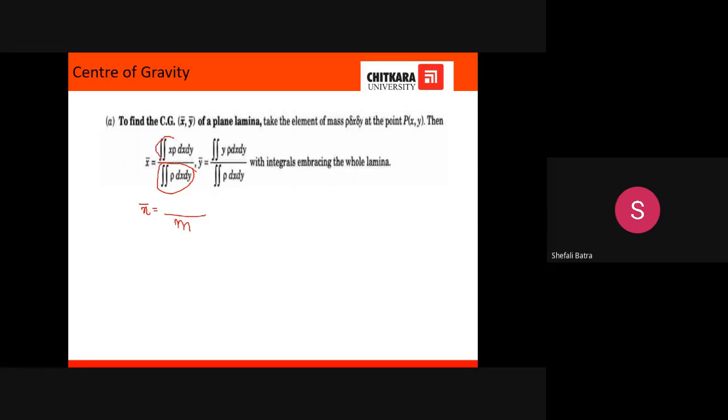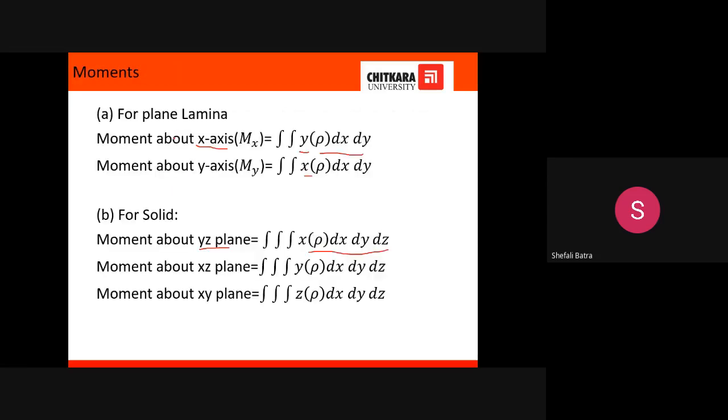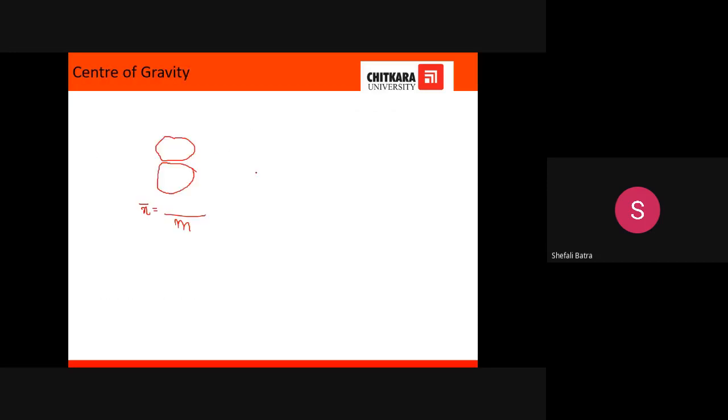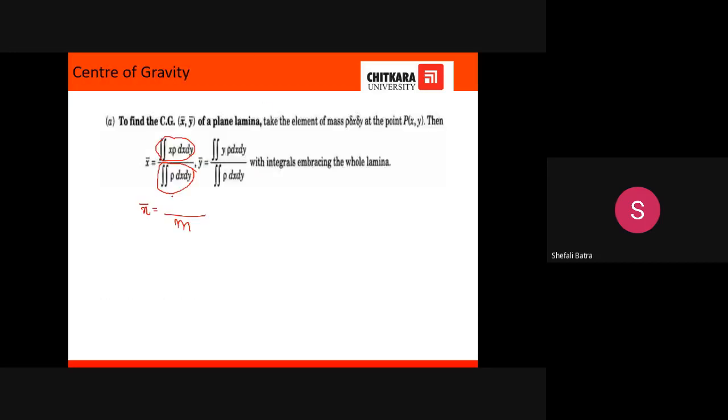And this also we have just studied. What is it? I have discussed in the previous slide. Formula was x rho dx dy. What is it? Moment about y-axis. Moment about y-axis. So can I write like that here? Capital My upon mass. Moment along y-axis upon mass. Similarly, y bar, moment about x-axis divided by mass.